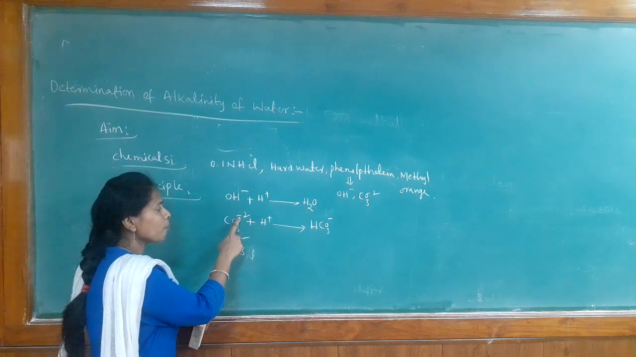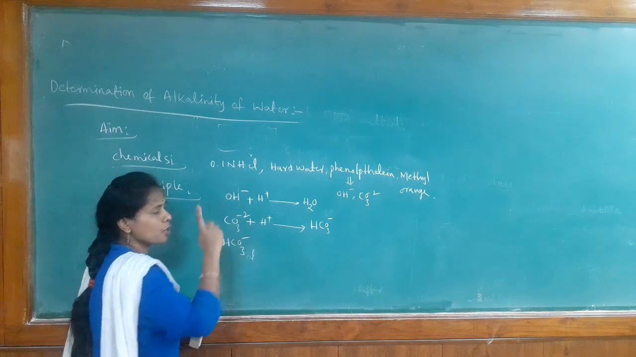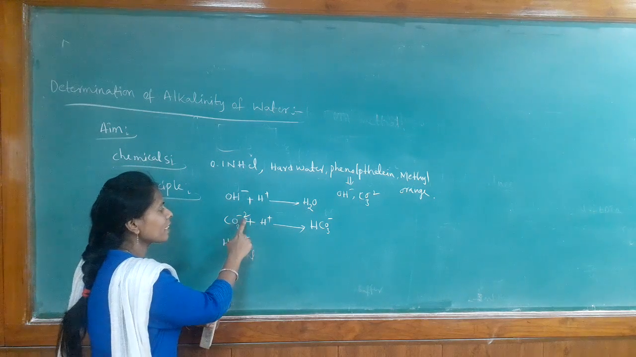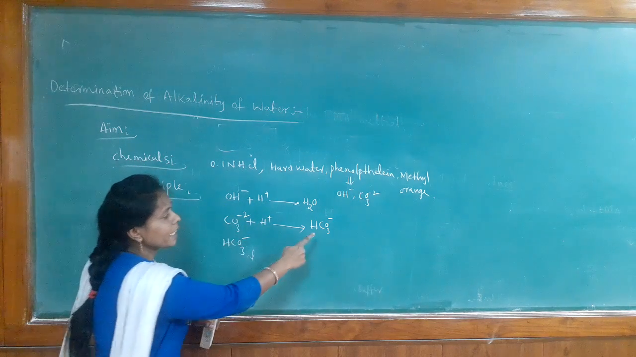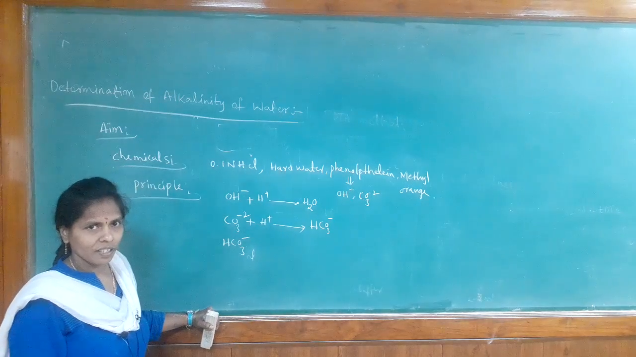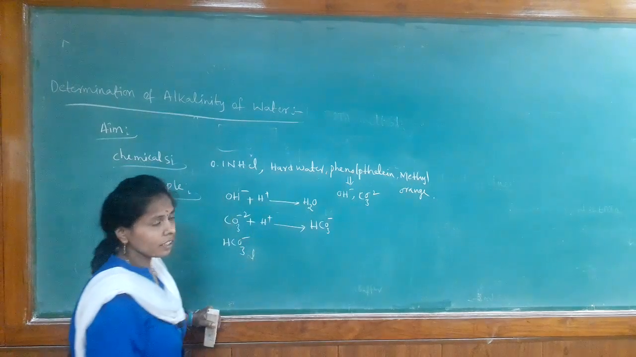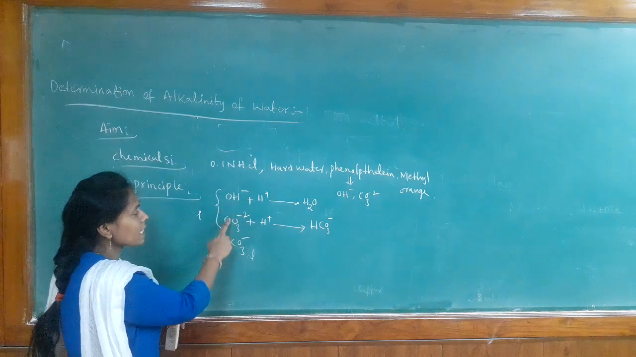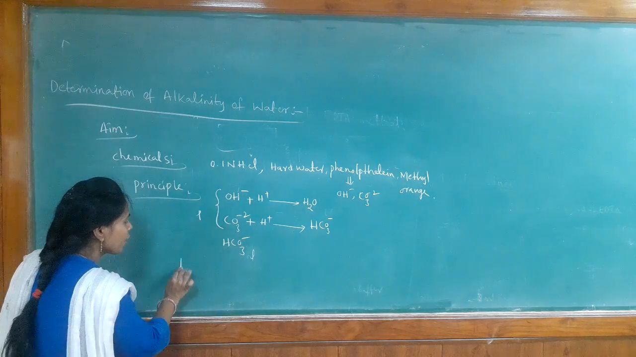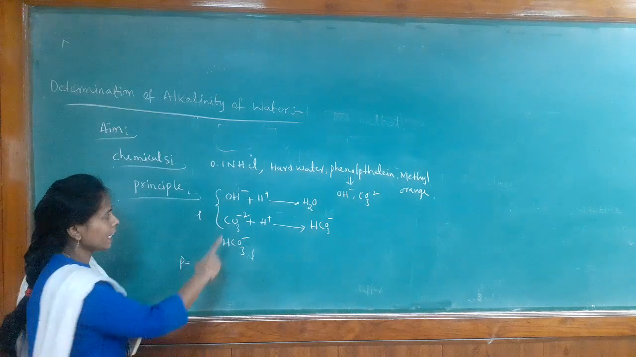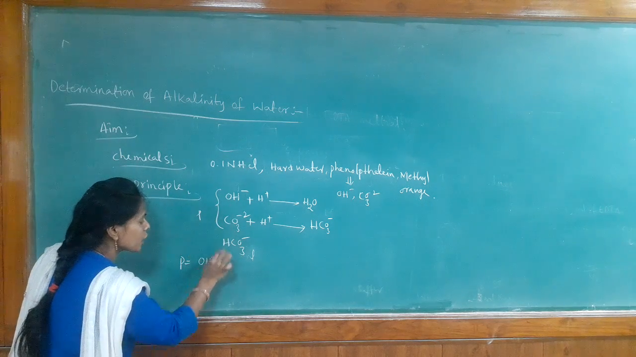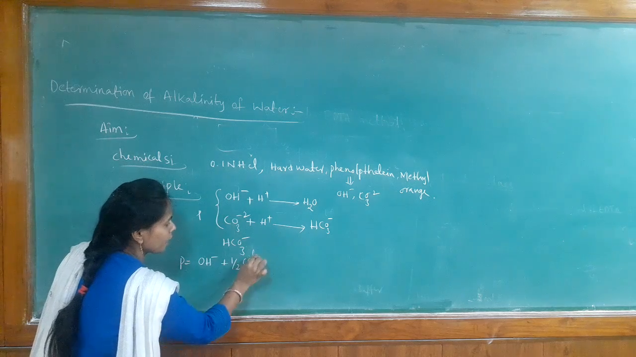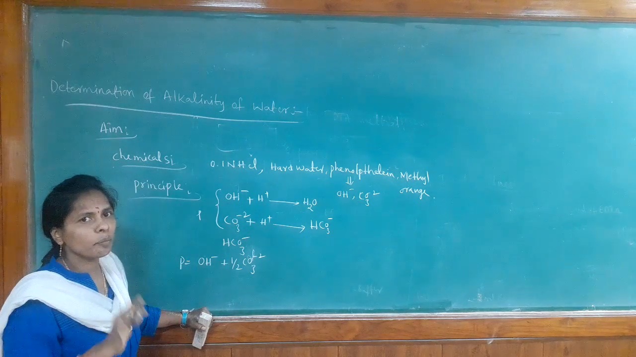We know that minus 2 can react with plus 2 to get the neutral product, but here the minus 2 is reacting with plus 1. So, it undergoes half neutralization. So, by using phenolphthalein, these two reactions take place. That means the phenolphthalein end point is indicating complete neutralization of OH minus and half neutralization of carbonate. It is not neutralizing completely.